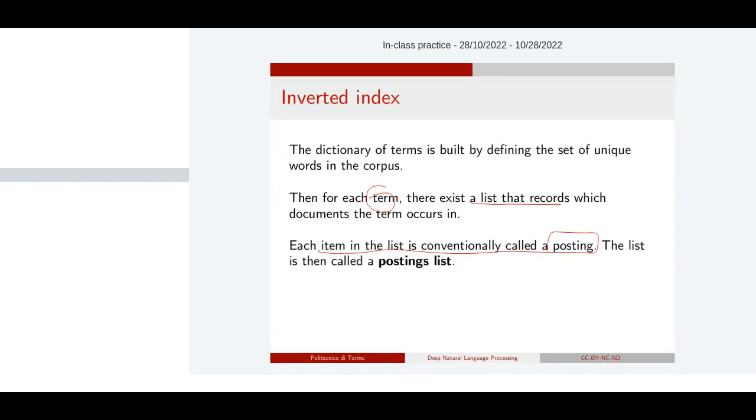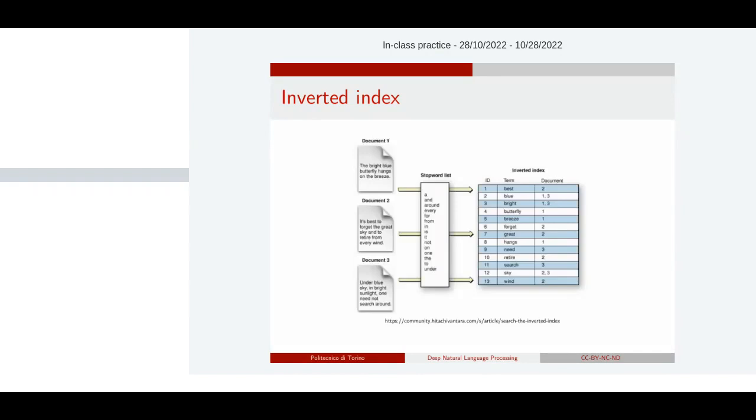This is actually useful because when a user inserts a query, it inserts a list of words. If we have for each word the list of documents that contains that word, we can do some sets of intersection and union operations over the set of documents, and we can retrieve the documents that answer the query by the user. So this is called inverted index.